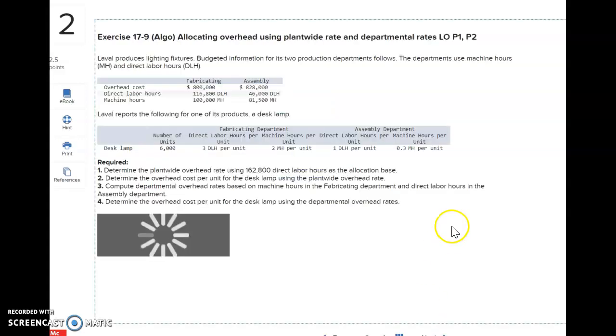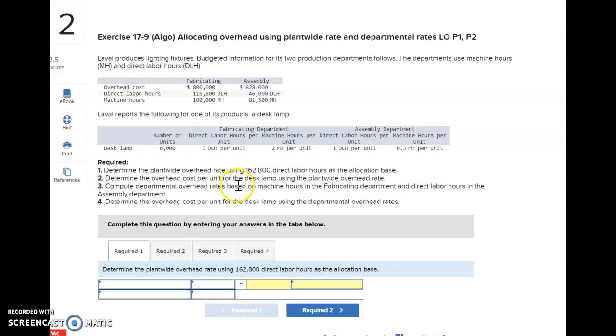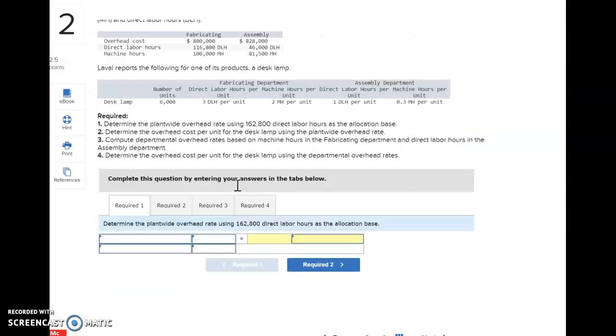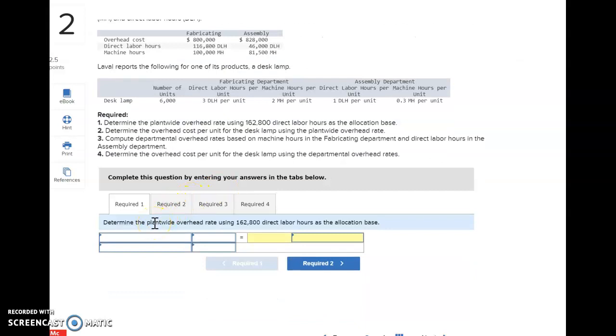Next problem, problem 2. So requirement 1, you're going to do the plant-wide rate. So that's that single rate that we had been using. And so you can refer to page 130. And so you'll put in the formula. And then you'll drop in the numbers. And so to get our total overhead for the single plant-wide rate, we're going to have to combine the two departments' overhead to get the total overhead for the plant. And then you're told the total direct labor hours. So you'll get the overhead rate per direct labor hour in requirement 1.